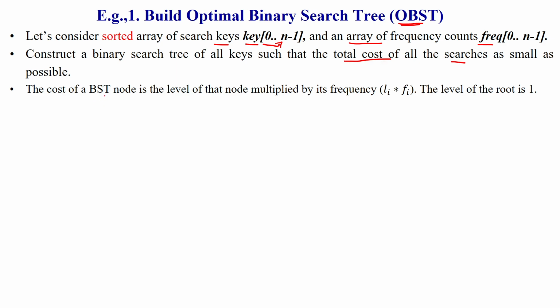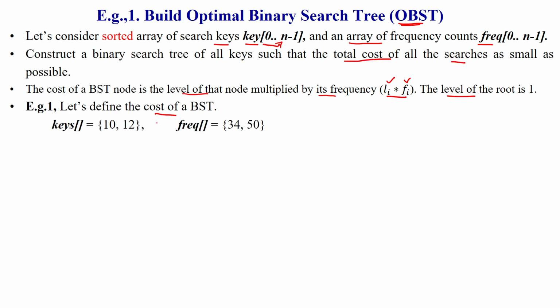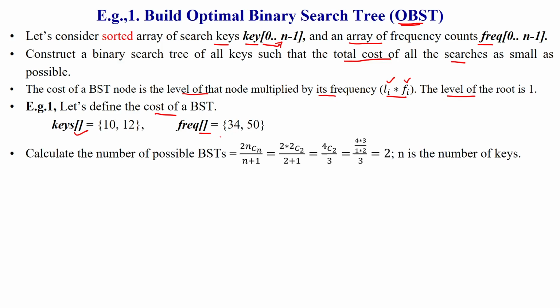The cost of a binary search tree node is the level of the node multiplied by its frequency. The level of the root node is always 1. Let's define the cost of a BST by using this example. Keys are 10, 12 and the corresponding frequency values are 34, 50.